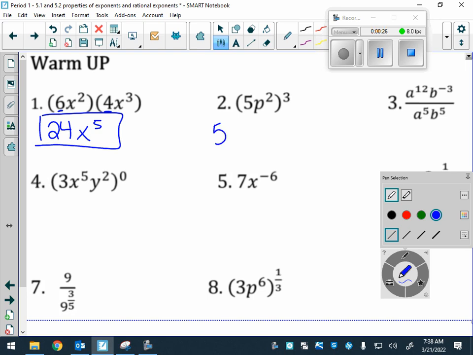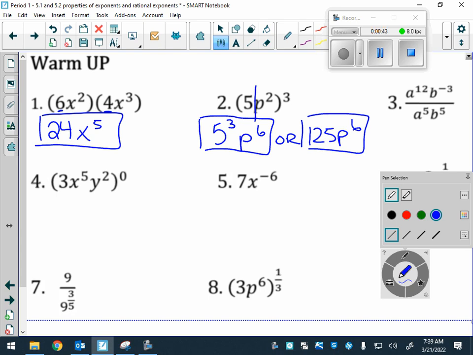Good. 5 cubed to the 6th. Remember, those are 2 separate pieces, so you have to raise the 5 to the 3rd power. If you had this or 125 p to the 6th, either one is acceptable. Okay?